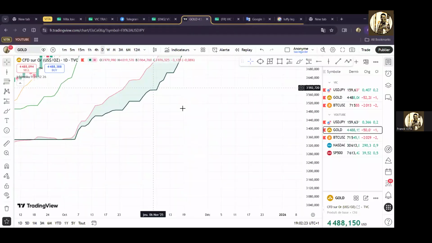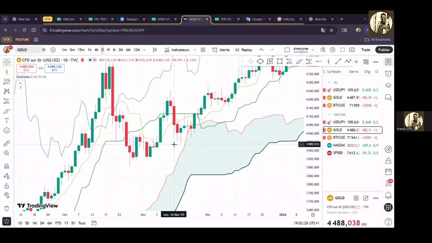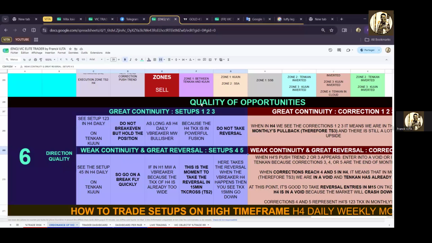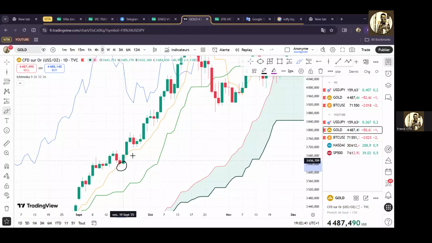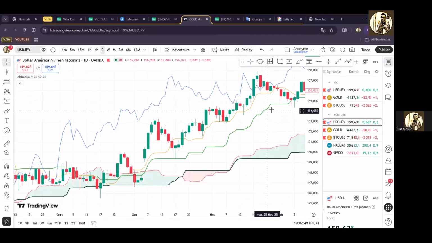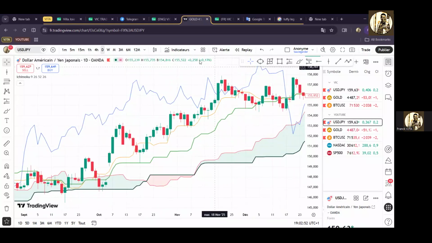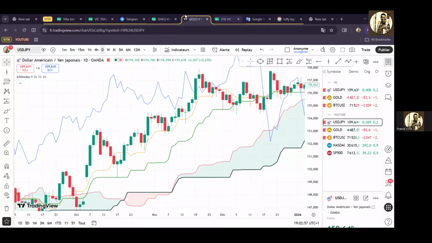So what I mean is that now I want to show you the quality of the opportunities. We were saying that the greatest quality of opportunities are when the price touches Tenkan the first time, second time, and third time. But from the fourth time, it is now a less quality trade. Why is it a less quality trade? Because look at this one.